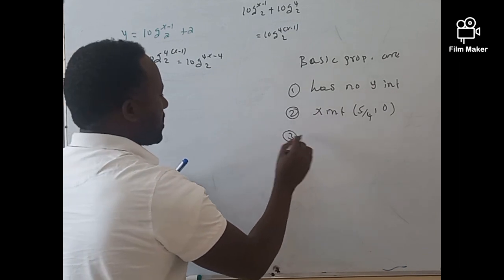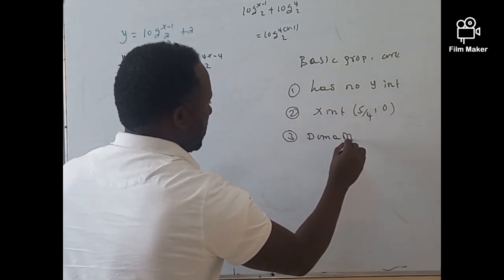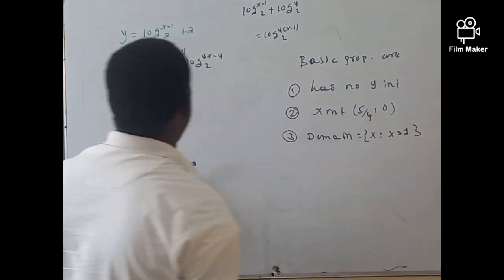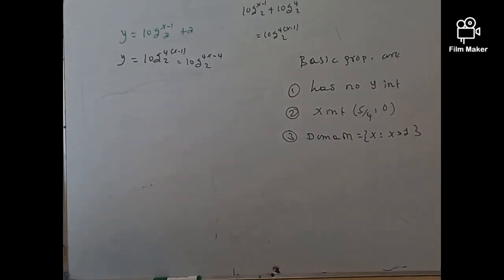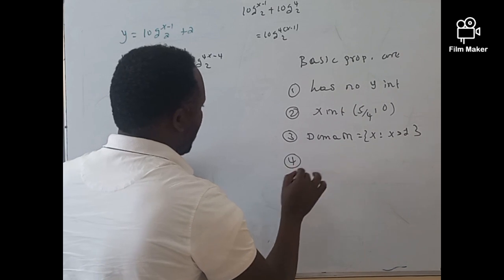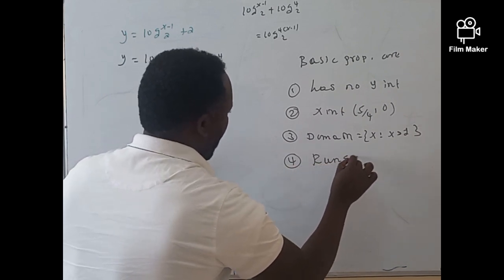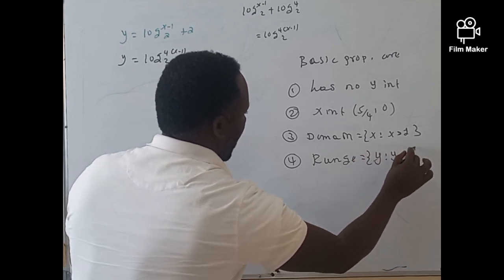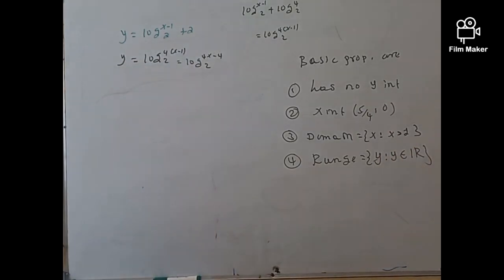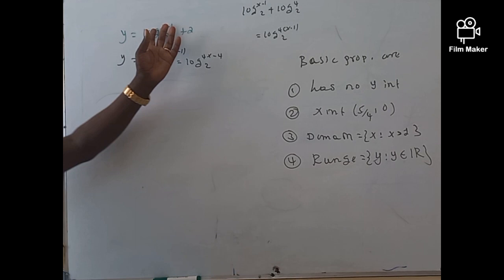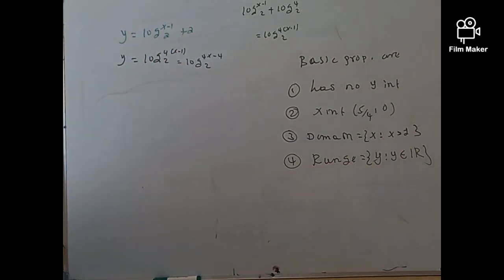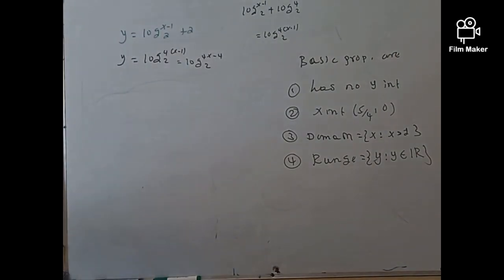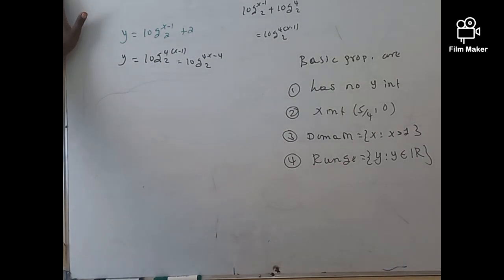And the domain of this problem is going to be what? The domain is x greater than 1. So this is the domain. And what's the range of this problem? The range is any real number, that means y is an element of the real numbers. It means this function may be negative, may be positive, may be 0. So any real number will be the range of this problem.